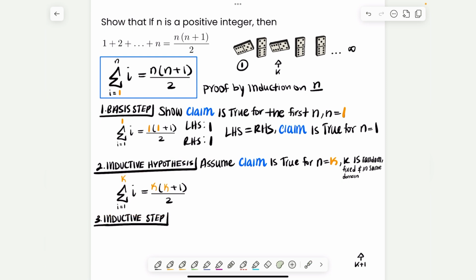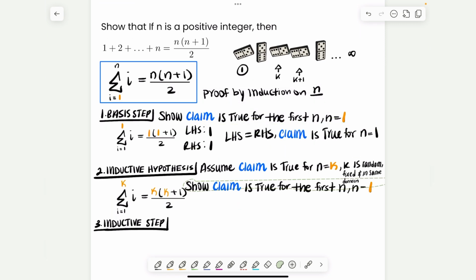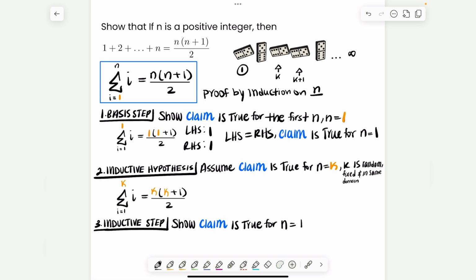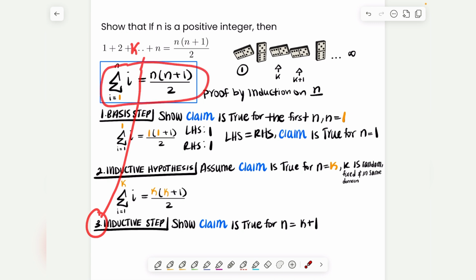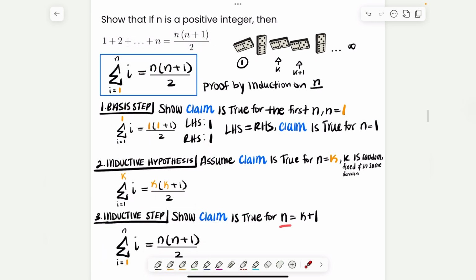The third step is showing that the next domino, the k plus 1 domino right over here, actually falls. In other words, we show that the claim is true for n is equal to k plus 1. So just the next domino. In our problem, in the second step, we assume that for some positive integer k that we picked, the claim was true. But in this step, we're showing that the claim is true for the next integer, which is just the same integer plus one more. That's how we get the next one. So all you're doing is take your claim right over here, drag it down, and wherever you see n, which is here, here, and here, just replace it with k plus 1. Just like that.